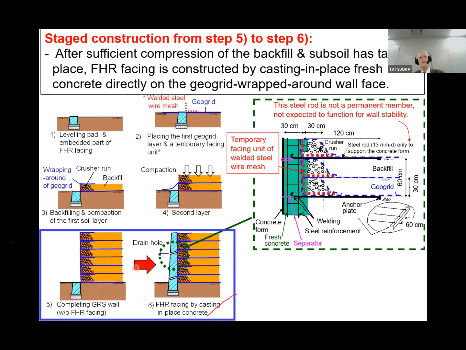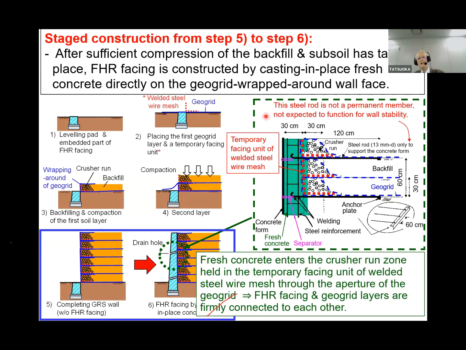Then after sufficient deformation or sufficient compression of the backfill and subsoil has taken place, full height rigid facing is constructed by casting in place fresh concrete directly on the grid wrapped around the wall face. Here is the external concrete form, but no internal concrete form. Fresh concrete is cast in place. Then the fresh concrete enters the crushed gravel zone held in the temporary facing unit. In this case, the welded steel wire mesh goes through the aperture of the grid layer. Then the full height rigid facing and the grid layers are firmly connected to each other.